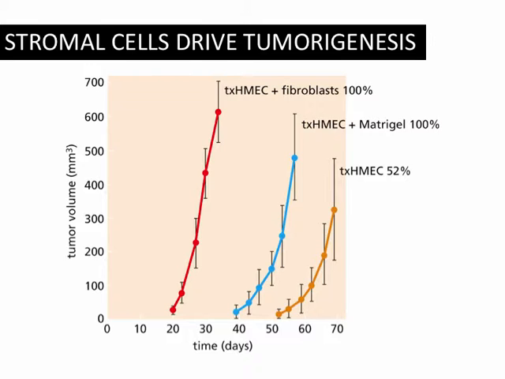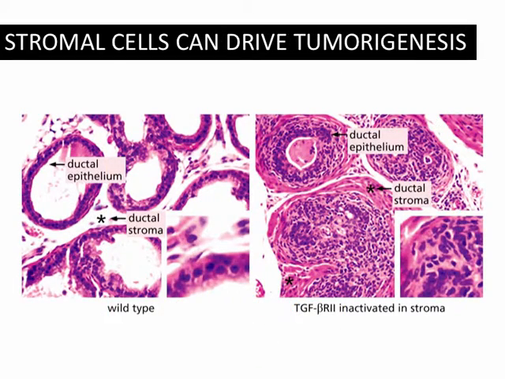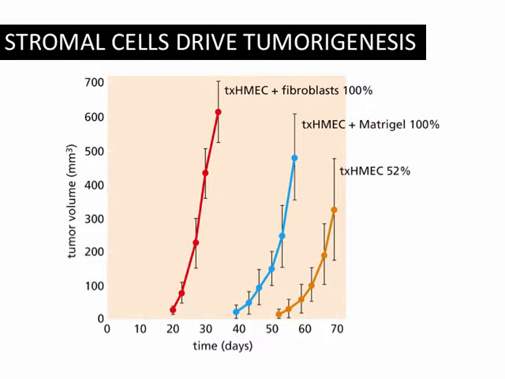What's been done in this experiment is somebody has taken normal human mammary epithelial cells. So these are the cells which line the ducts. So if we go back to this one, these would be normal mouse epithelial cells from prostate. So what we've done is we've taken the same cell type from breast. So these are human mammary epithelial cells, and they've been transformed.